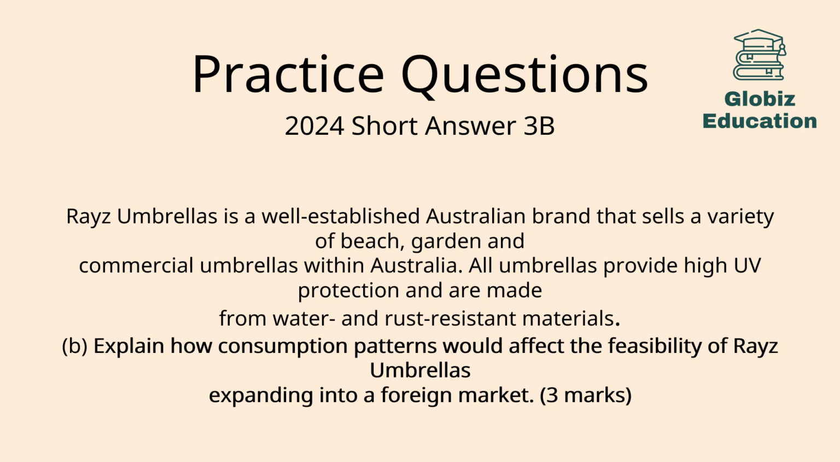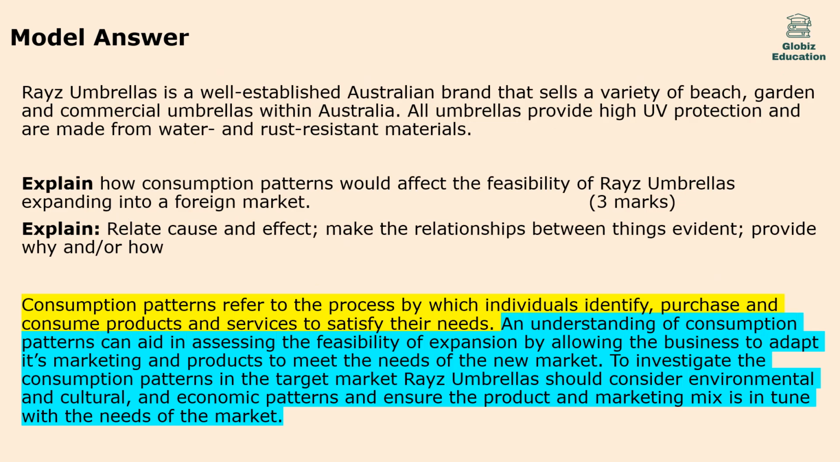So here there is a question about an Australian umbrella company called Raise, and you are asked to explain how consumption patterns would affect the feasibility of Raise umbrellas expanding into a foreign market. So again, you can choose to have a go at this yourself before you look at the model answer, but I just want to point out again that that word explain means you've got to show the relationship between things, in this case consumption patterns and expansion into a foreign market. You've really got to relate how an understanding of that will lead to a positive effect for the business. So if you want to pause the video now and actually have a go at answering the question, you can.